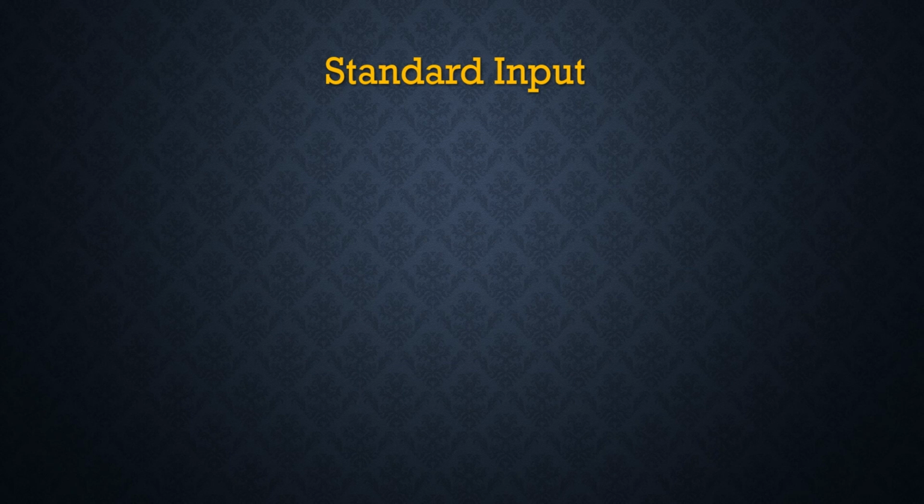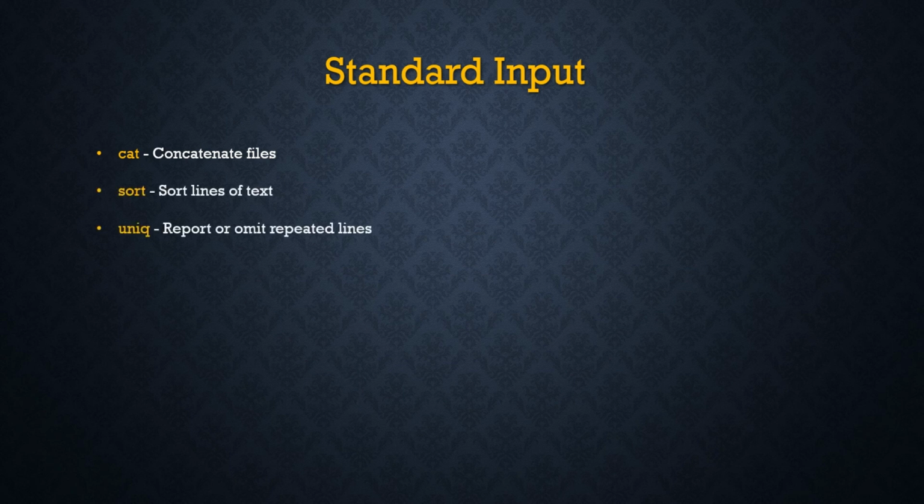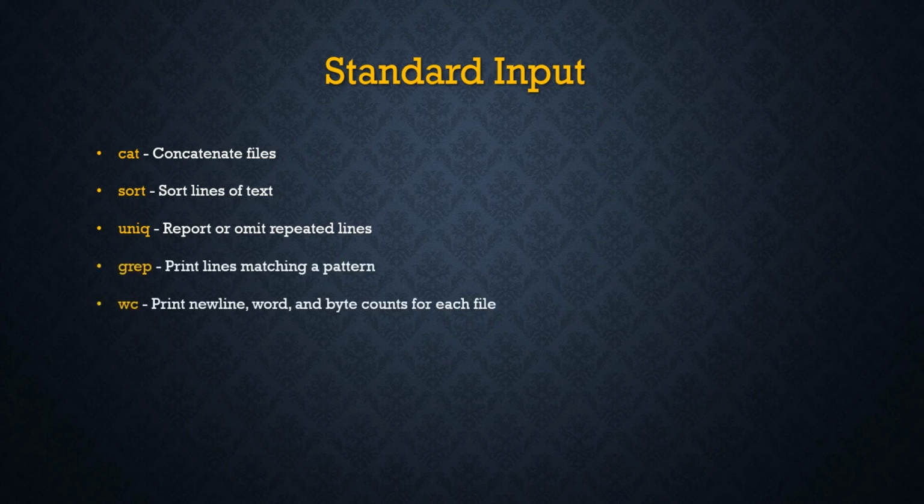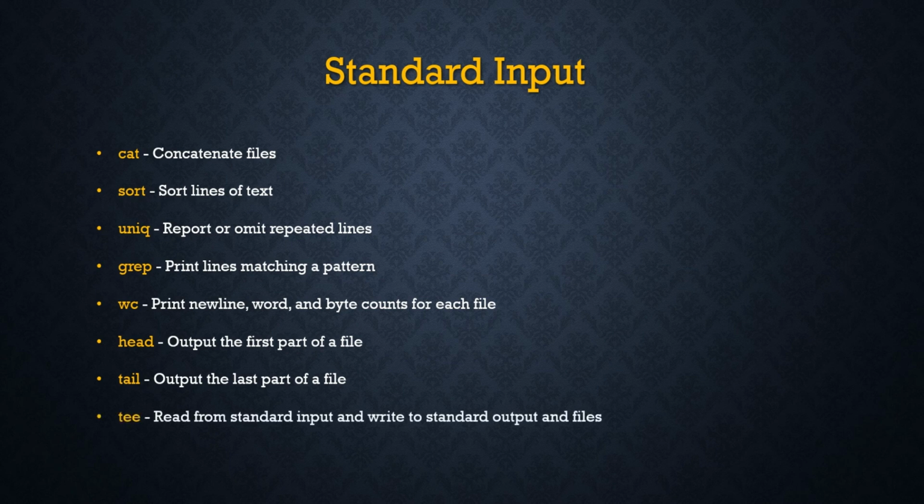For standard input, we are going to cover some commands such as cat, which concatenates files; sort; uniq, which gets the unique lines; grep, which prints the lines matching a pattern; wc, which prints the newline, word, and byte counts for each file; and the head command, which gives the output of the first part of the file, and tail, which gives us the last part of the file. And tee reads from standard input and writes to standard output and files.